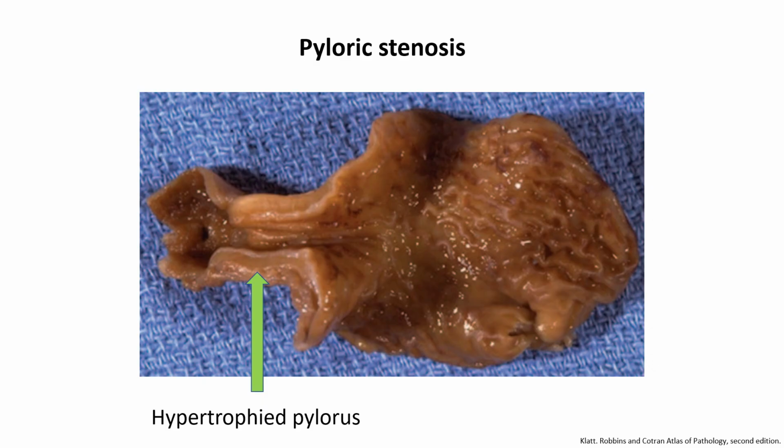This is a picture of a previously opened stomach, and here we can notice that in the pylorus, there is hypertrophy of the muscle at the gastric outlet. So the muscle hypertrophy may be so prominent that it may appear as a palpable mass. So this is pyloric stenosis.